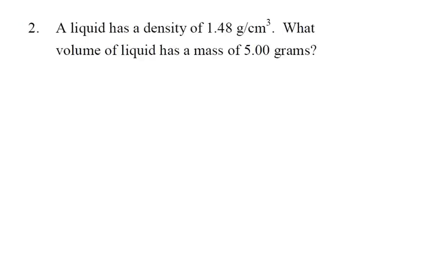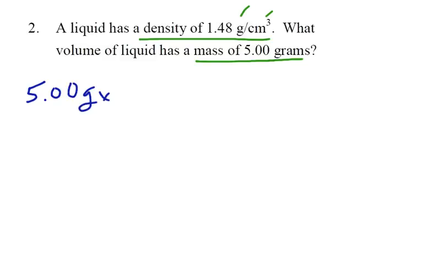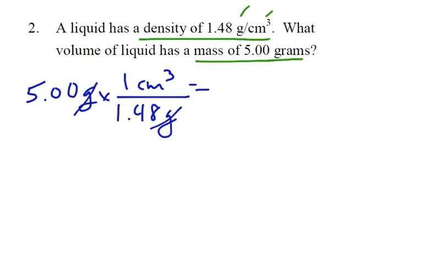For number 2, here we have a density of 1.48 grams per cubic centimeter. What's the volume if the mass is 5 grams? Now the way I would do this is use the density as a conversion factor. Whenever I see something per something, I can use it as a conversion factor. So the way I would write this is starting with 5 grams, then we use our density, 1.48 grams per cubic centimeter. So grams drop out, and so I say 5 divided by 1.48, and I get 3.38 cubic centimeters as my answer.